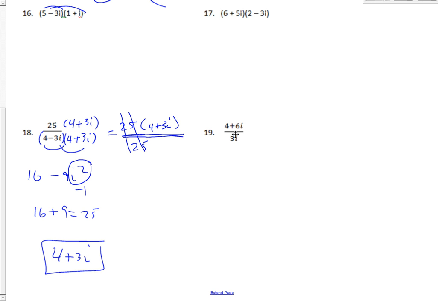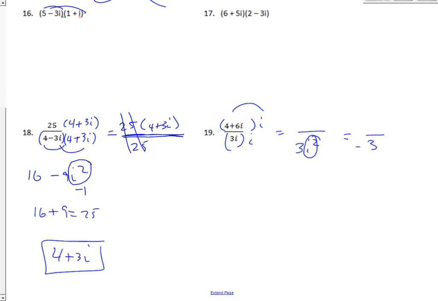For number 19, I'm not adding or subtracting anything. I just have one term with i in it. So in that case, I can just multiply by i for top and bottom because I will get 3i squared in the denominator, and i squared is negative 1, and 3 times negative 1 is negative 3.